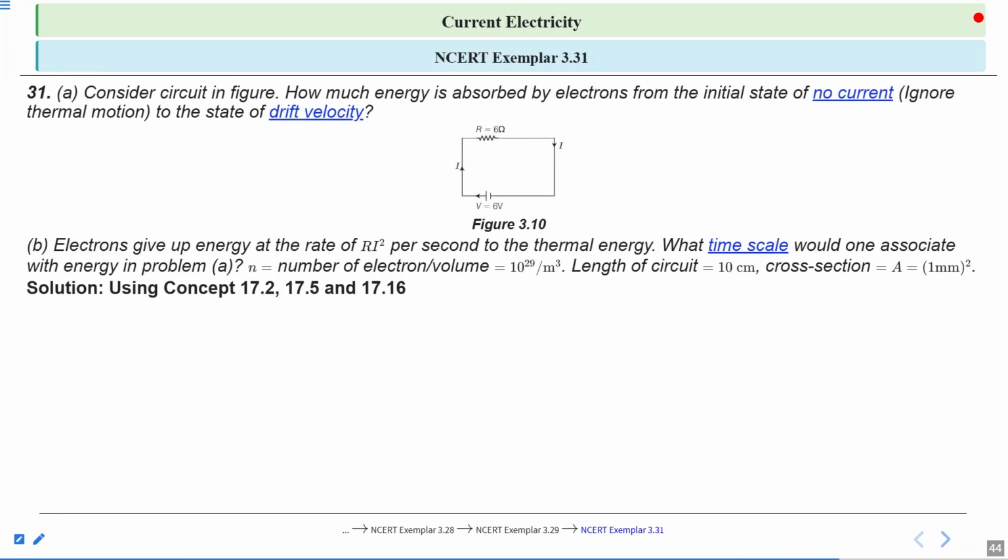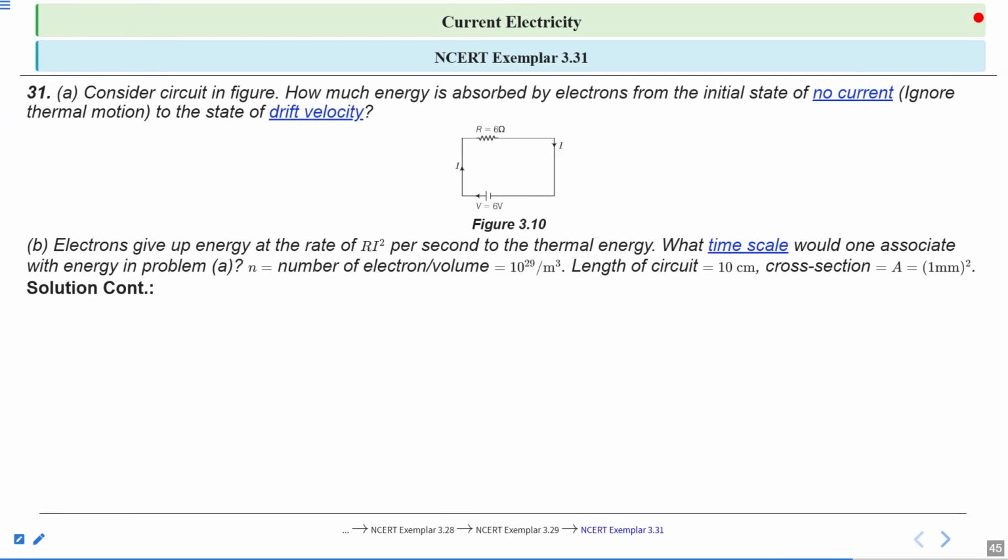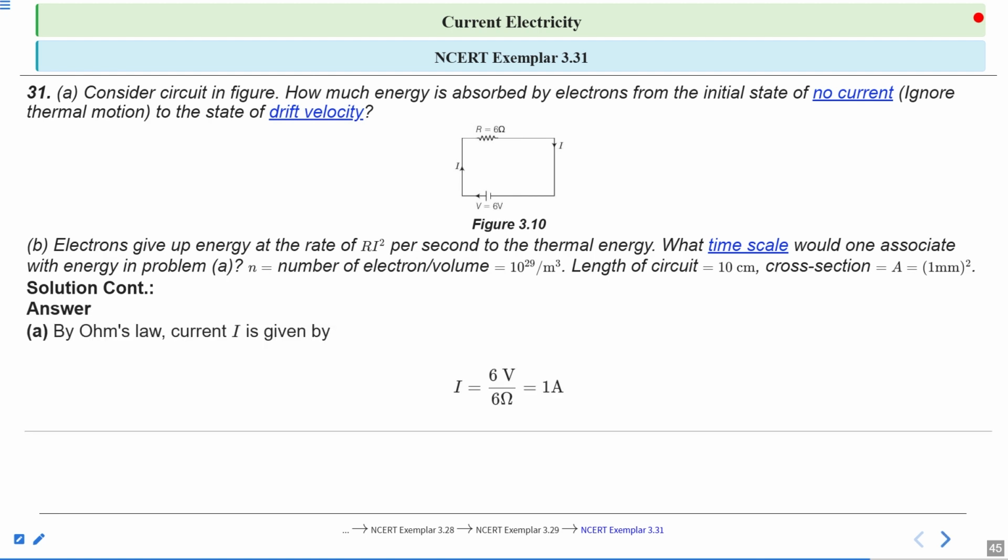Using concepts 17.2, 17.5 and 17.16. What is the thinking process for this question? The current in a conductor and drift velocity of electrons are related as I equal to nAeVd, where Vd is the drift speed of the electrons and n is the number density of electrons. So we'll use this formula. By Ohm's law, current I is given by, because there is a 6 volt battery and resistance is 6 ohm, so current in the circuit is 1 ampere.